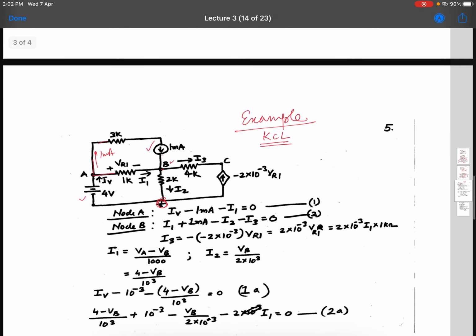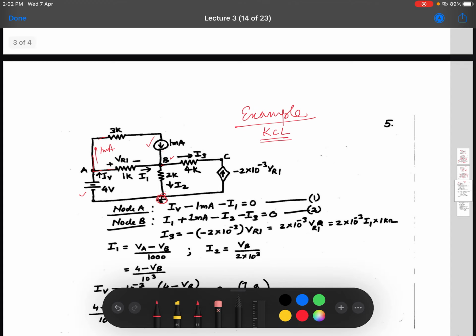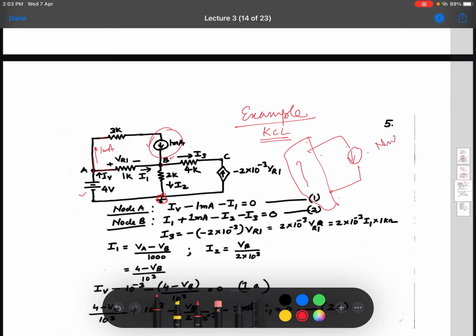Now, the same question with a small change. What I do here is I remove this current source. And what do you mean by removing a current source? Suppose you have a current source like this in a circuit, some part of the circuit, and you want to remove it, meaning take this current source out of the circuit. That means the effect of this current source should be nullified.